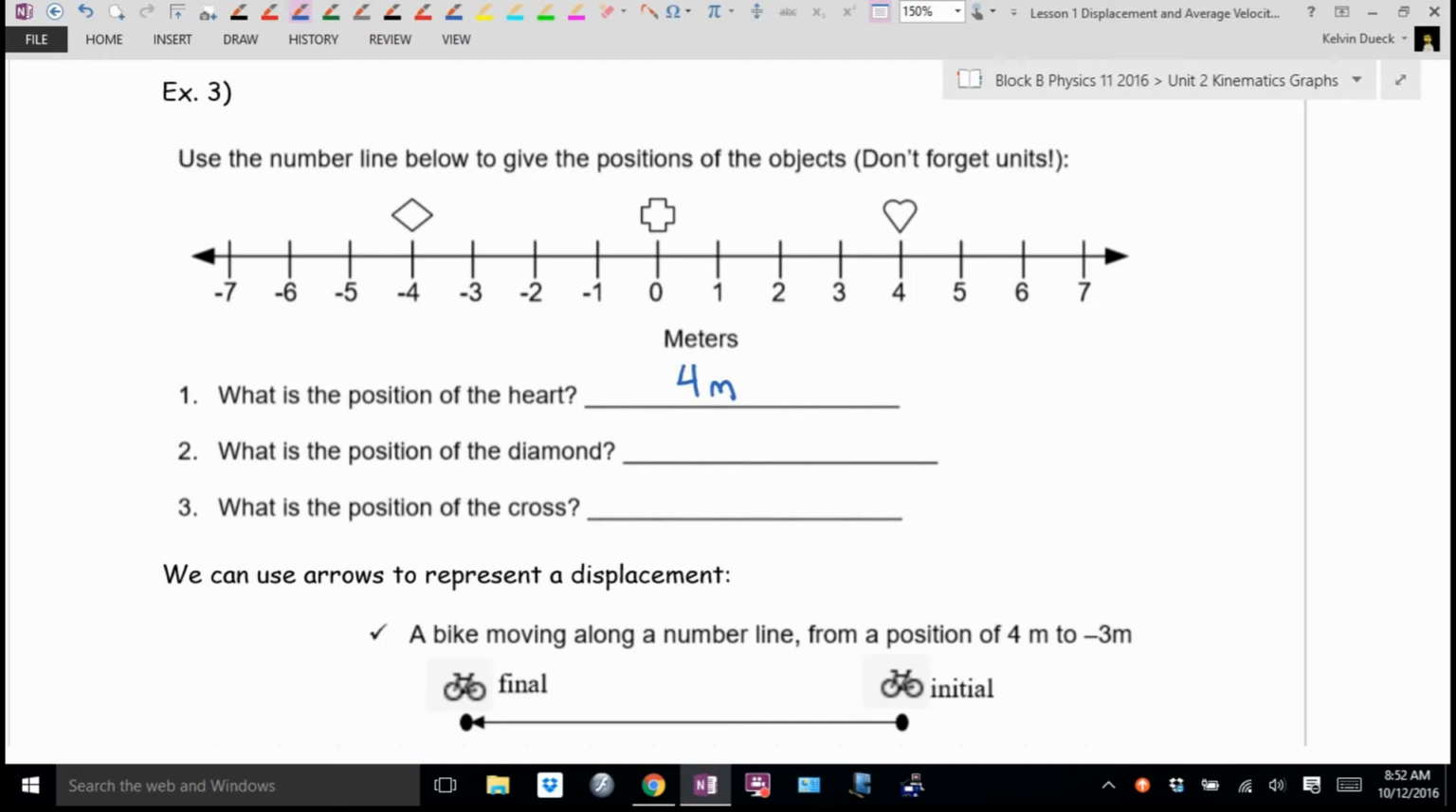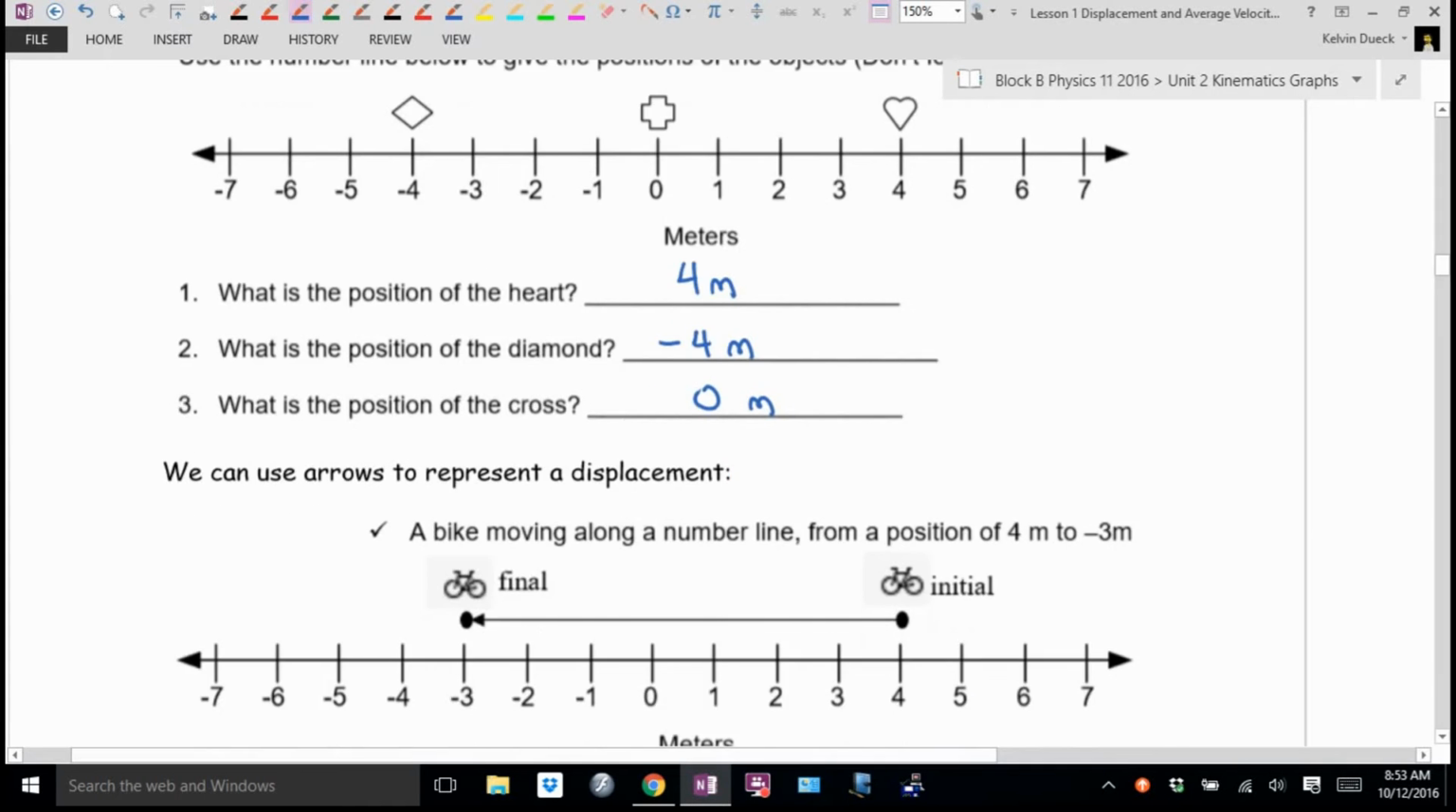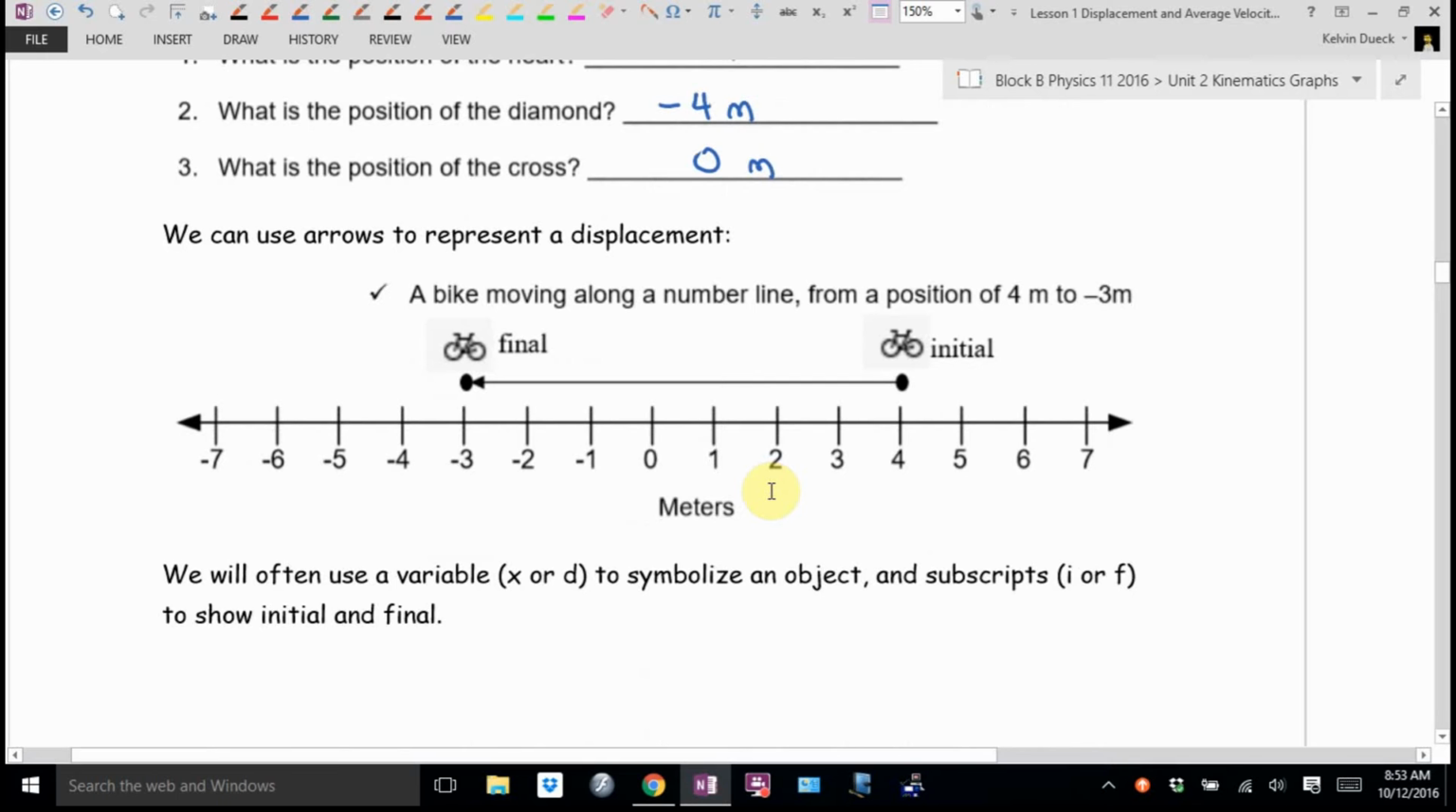Position of the diamond. Negative. Position of the cross. 0 meters. We would probably say that was the origin or the initial or the starting point, but maybe not. For some reason, they might have decided to start measuring at -4 or at +4. So that's talking about position.